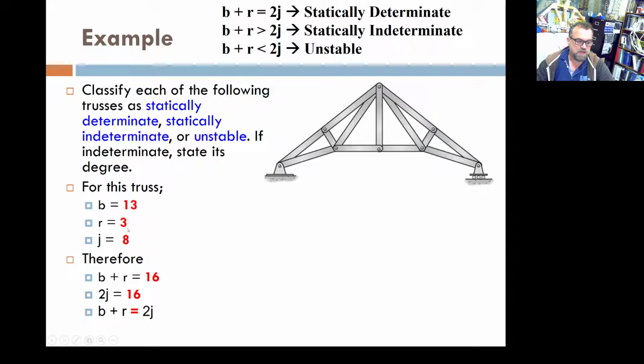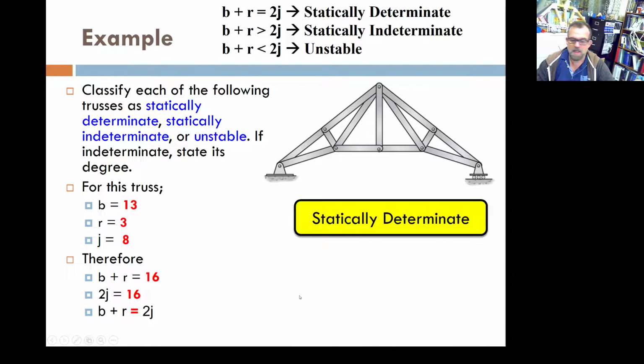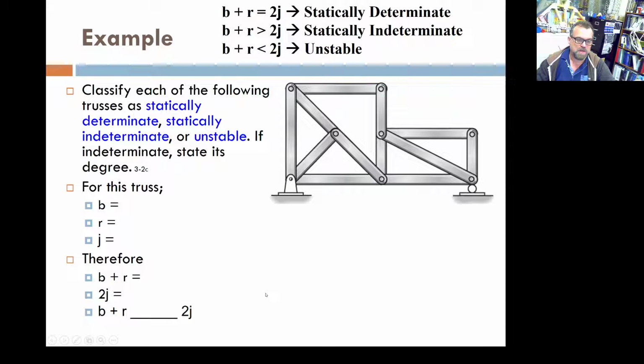Number of bars plus reactions, 16. Number of joints, 8. 8 times 2, 16. So because this happens, that structure is statically determinate. Well, let's look at this one.